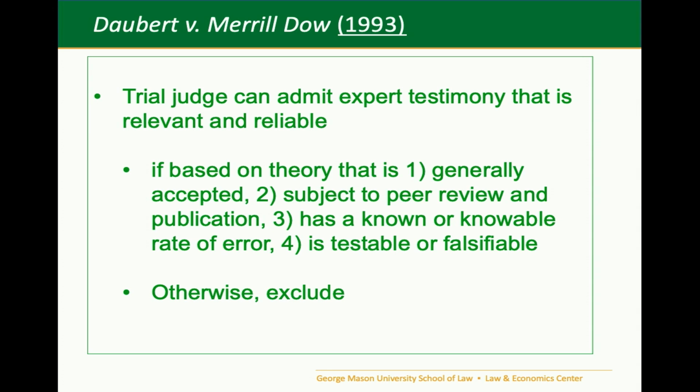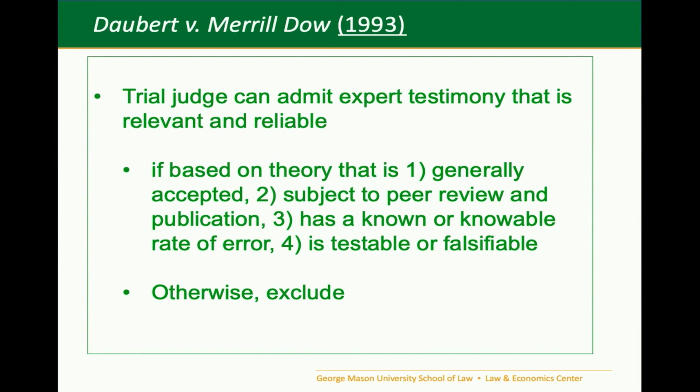So Daubert allows a trial judge to admit expert testimony that is relevant and reliable. Relevant: does it assist the trier of fact in determining a fact at issue, whether that fact is more likely than not? And reliable, and that's where we're going to focus. The trial judge can do this if the body of knowledge or the underlying theory on which the expert is basing his or her testimony is generally accepted as reliable in the relevant scientific community, is subject to and has been subject to peer review and publication, and has a known or knowable rate of error, and of course implicit in that is the issue of whether you can reproduce the results.